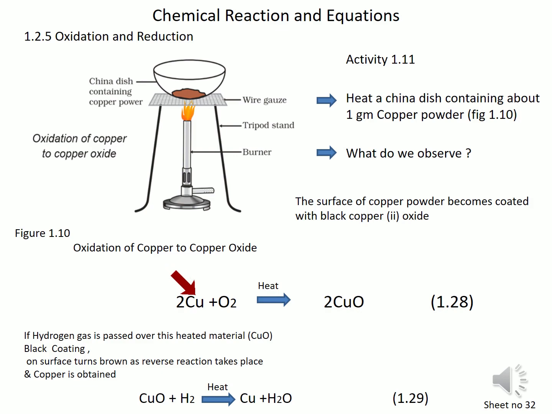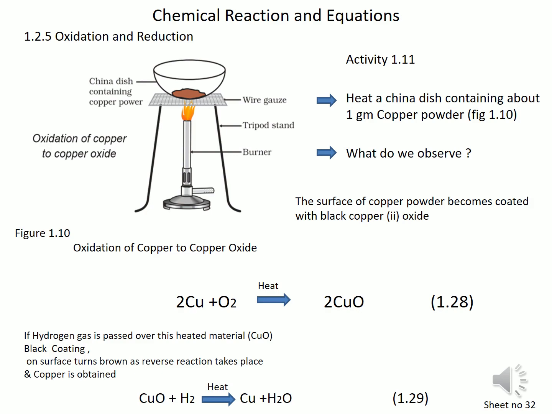When Cu, copper, reacts with oxygen, this oxygen is taken from air. So copper and oxygen react when we heat to form CuO. This is reaction 1.28. You understood this, it is a simple reaction. Oxygen we have taken from air and copper we have burned. It is forming 2CuO.